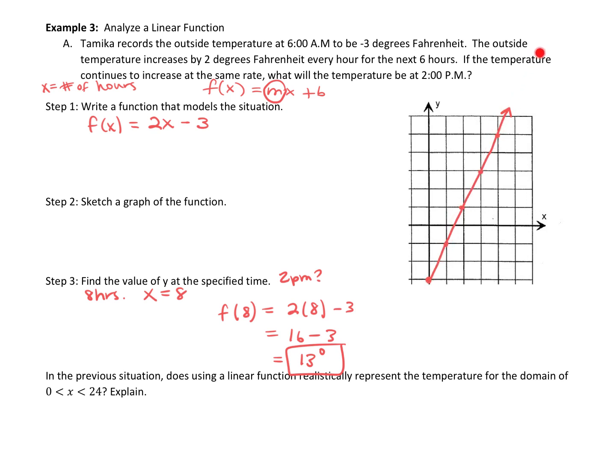So will that continue forever? Well, what's going to happen is the sun is going to set. And when the sun sets, we will no longer have that rise in temperature of 2 degrees every hour. We would say that the linear function is realistic, but only for a portion of the day, because we recognize that the temperature will not continue to rise 2 degrees every hour.